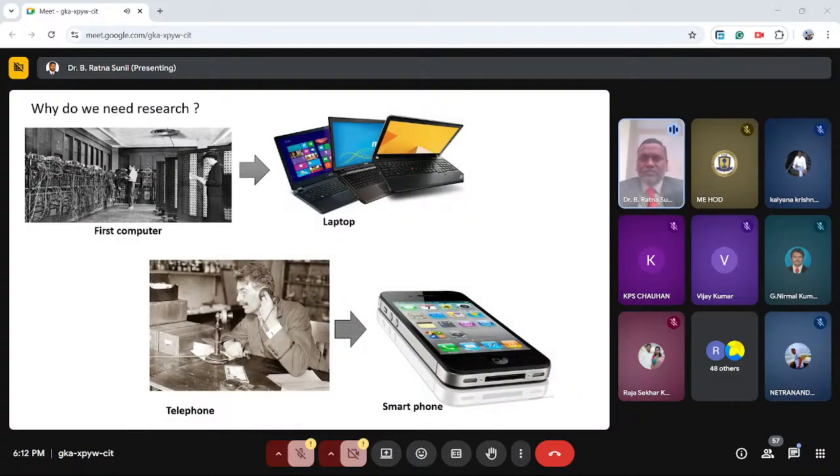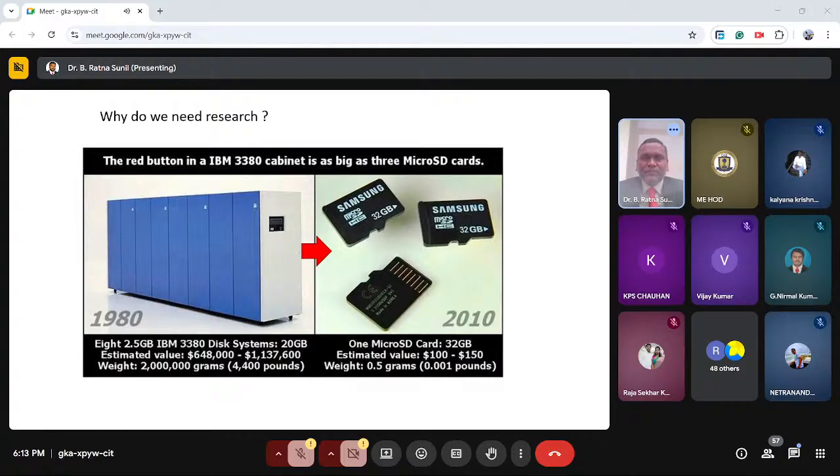And when it comes to the telecommunications revolution, we had trunk call booking technology, and now we are able to not only speak, we are able to share large files, video files, through mobiles. And not only speaking, now we are able to call from far away distances through video calling. See how we are able to conduct this online FDP because of all the research developments in the telecommunications field.